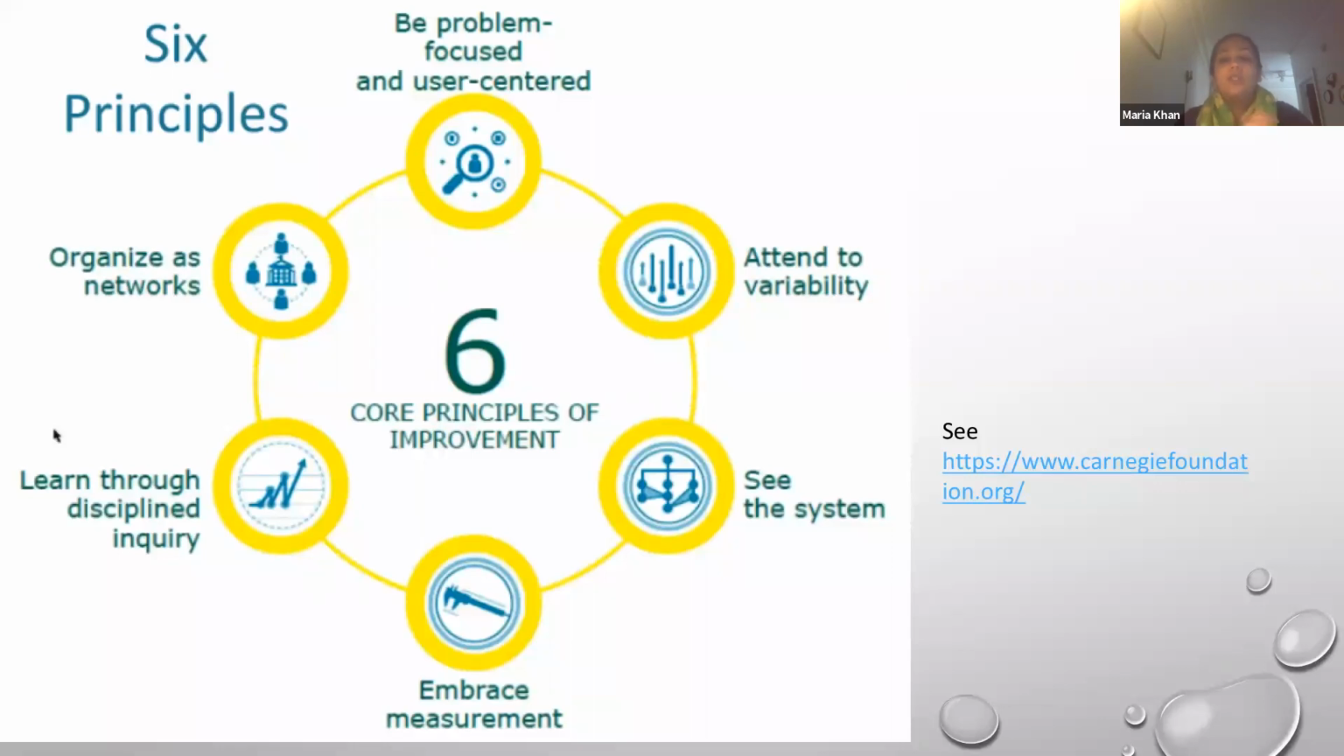And then it's also looking at the wisdom of the crowds. It's about accelerating and organizing as networks. It's about looking at our collectiveness.